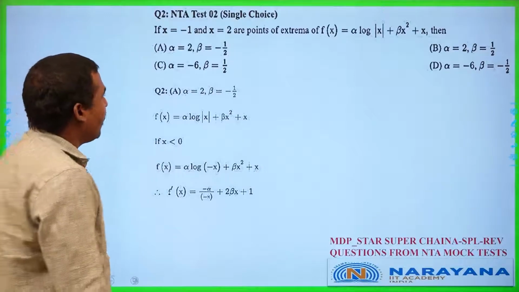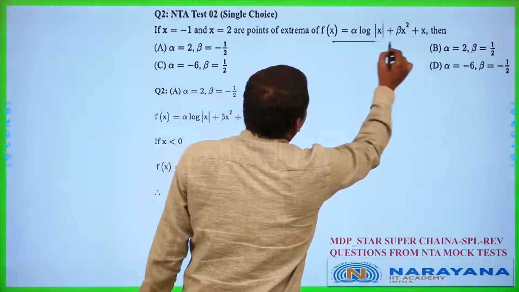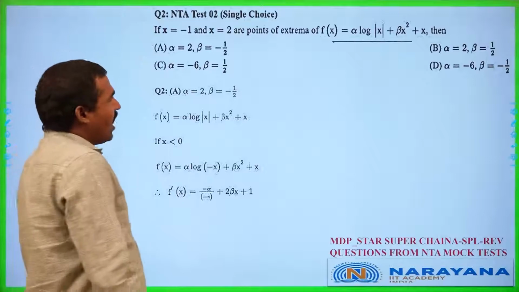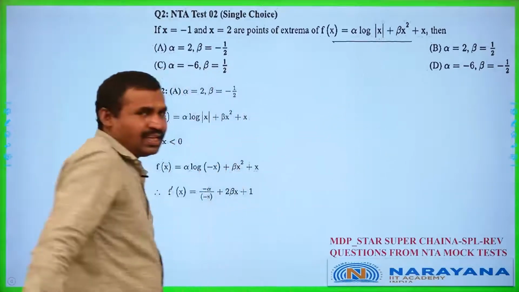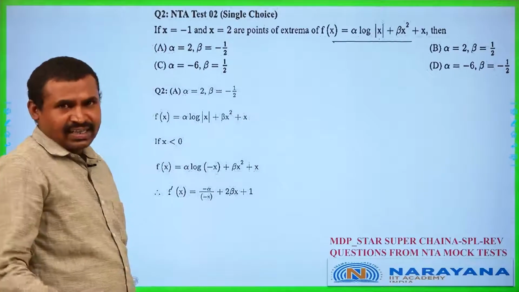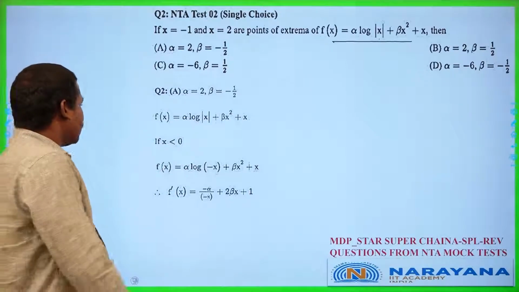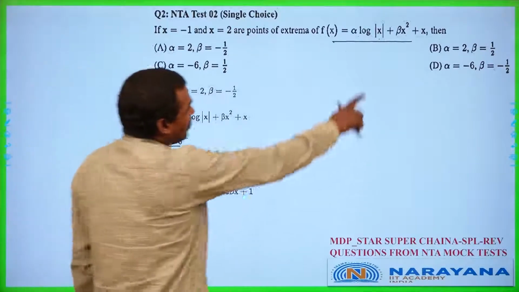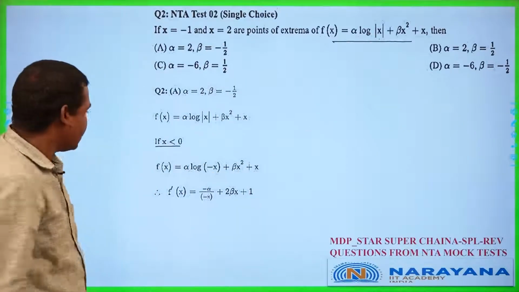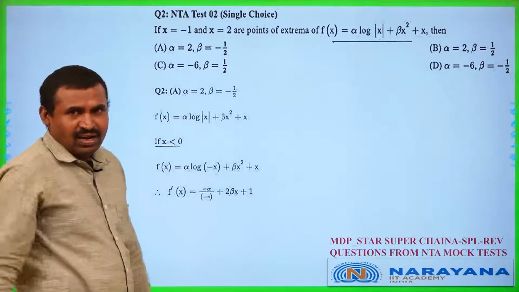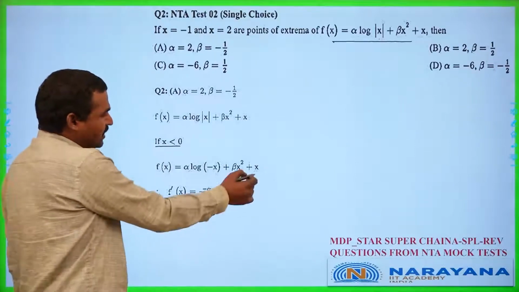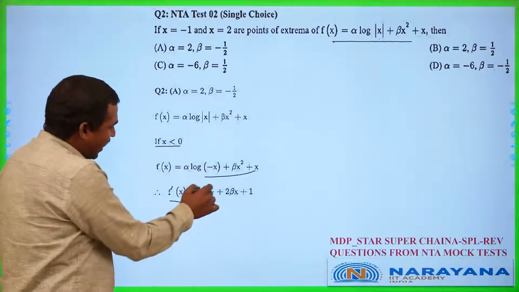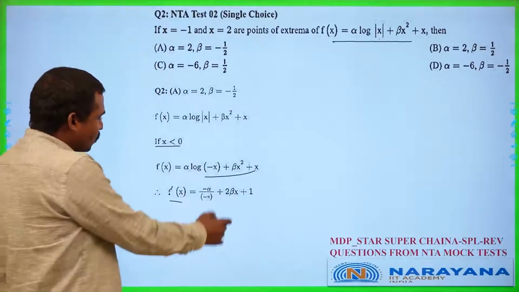Here the given function is f of x is equal to alpha log mod x plus beta x square plus x. We know that mod x changes its nature for x greater than 0 and x less than 0. In case 1, if x is less than 0, then mod x is minus x. Then f of x is equal to alpha log of minus x plus beta x square plus x. This is f of x whenever x is less than 0. Then f dash x is minus alpha by minus x plus 2 beta x plus 1.